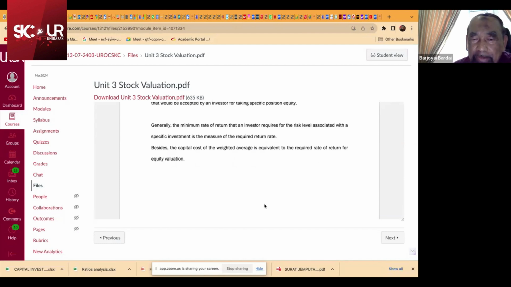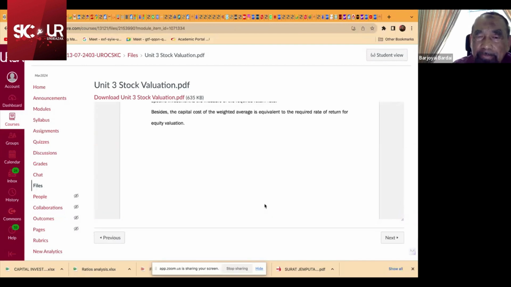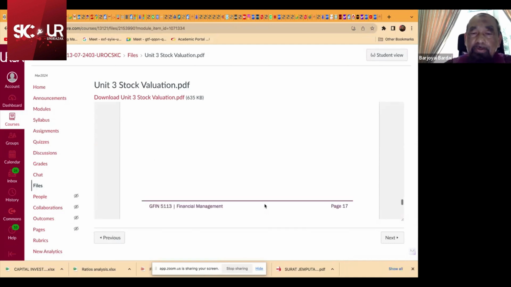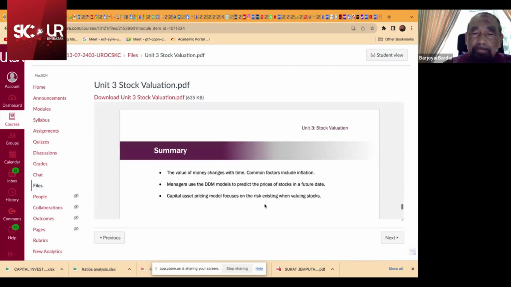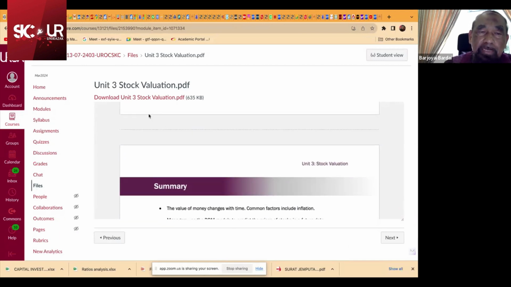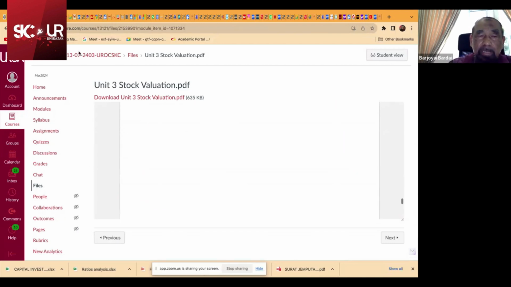Generally, the minimum rate of return that an investor requires for the risk level associated with the specific investment is the measure of the required rate of return. And the weighted average cost of capital is equivalent to the required rate of return on the equity value. Right. So that's the fourth method that we discussed last week.